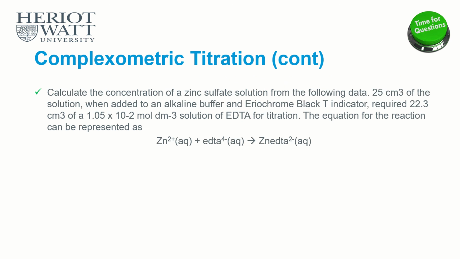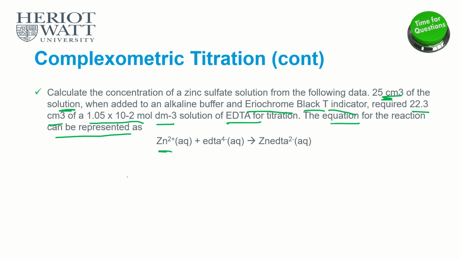Okay, this one. Okay, let's see. Now, calculate the concentration of zinc sulfate solution from the following data. 25 cm³ of zinc sulfate solution when added to alkaline buffer and Eriochrome Black T indicator. It doesn't matter as long as you know it's an indicator to have a color change. Required 22.3 cm³ of 1.05 times 10 to the power -2 mol per dm³ of EDTA solution. The equation for the reaction can be represented as this. Now, they want the concentration of zinc sulfate, which is this.